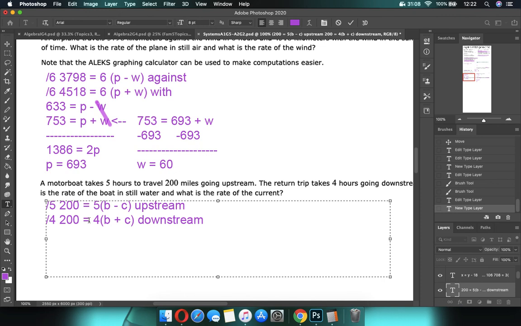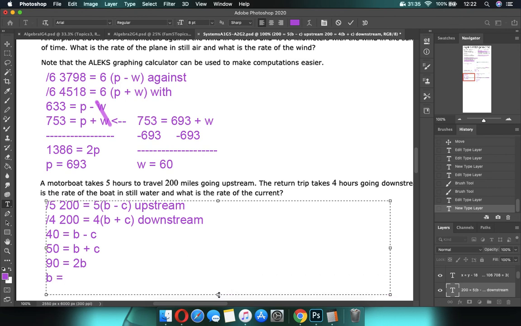So 200 divided by 4 is 40 equals B minus C. And then 200 divided by 4 is 50 equals B plus C. So add them up, you're going to be left with 90 equals 2B. To be or not to be, that is the question, whether to remain this mortal coil and suffer its slings and arrows and oh. Anyway, so therefore, as a result, B equals 90 divided by 2, which is 45.